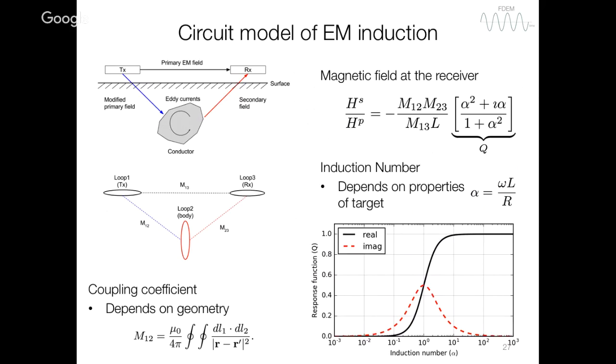Now if we're looking at the ratio of the secondary to the primary field, we can see, okay, secondary field, it's got the energy here, so there's a coupling M12, M23, over the primary, that's just M13. So now we see this term, this stuff out here, as just a coupling. But then what we haven't thought about is the response of this target, the response function, and that's what this is. So alpha is the induction number. So this quantity here is essentially this curve.